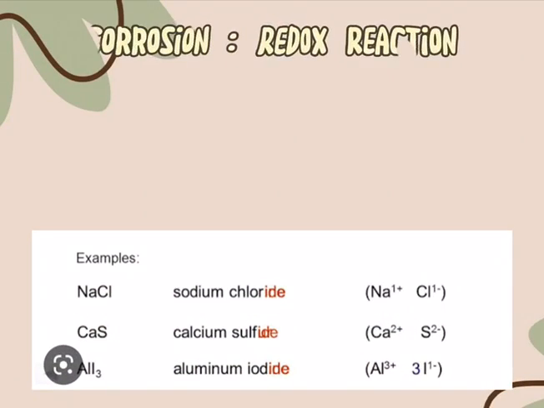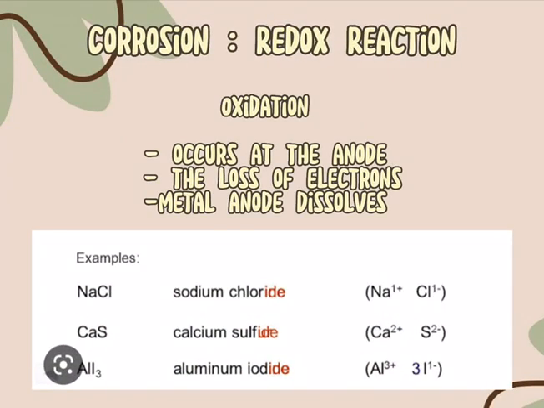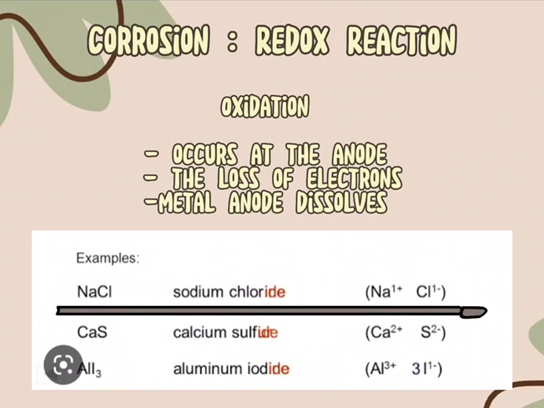Corrosion redox reaction. The oxidation occurs at the anode. It is the loss of electrons, and it is where the anode dissolves. Some of the examples are sodium chloride. The sodium and chlorine become one compound when an electron is lost by sodium and gained by chlorine.